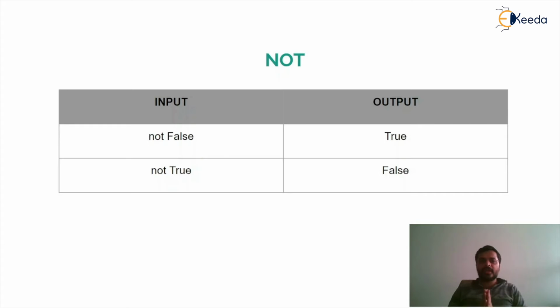So here we have a truth table for the not operator. The values of comparison, we always know that they will either be true or false. Now if we are using a not operator, not of false becomes true as an output. And when we give not of true, it becomes false. So not actually changes true to false and false to true.